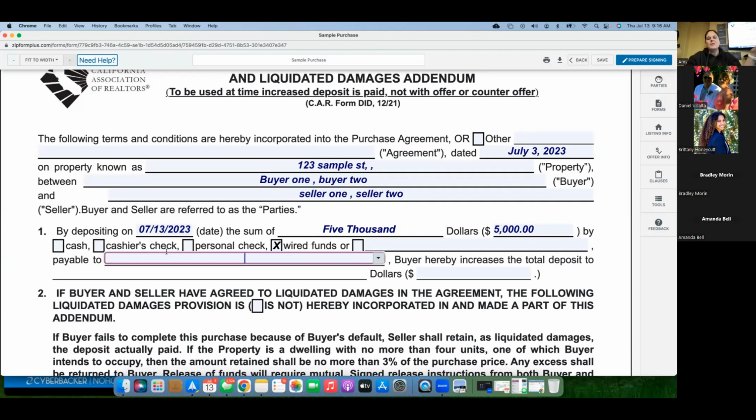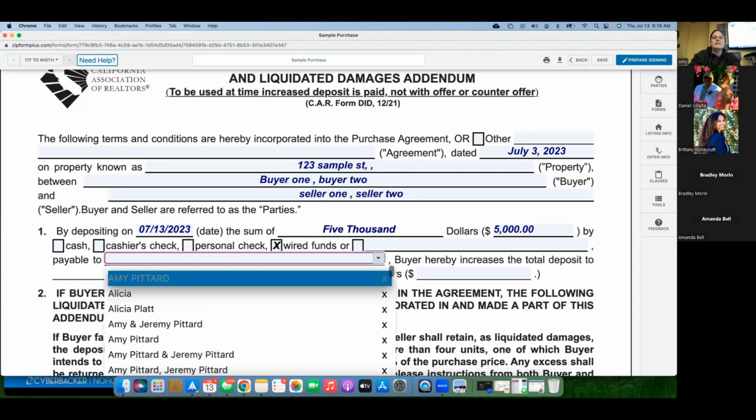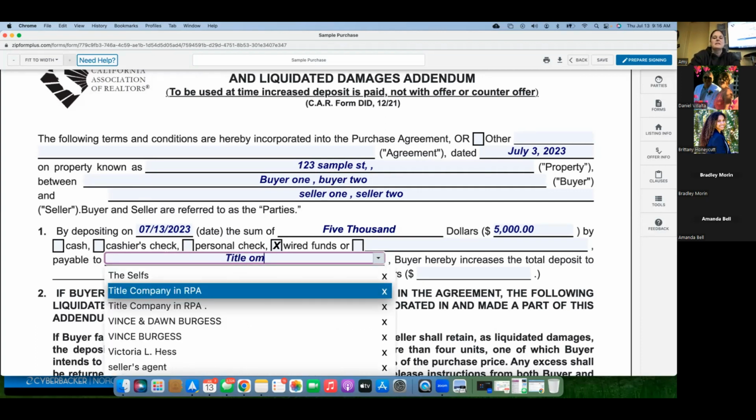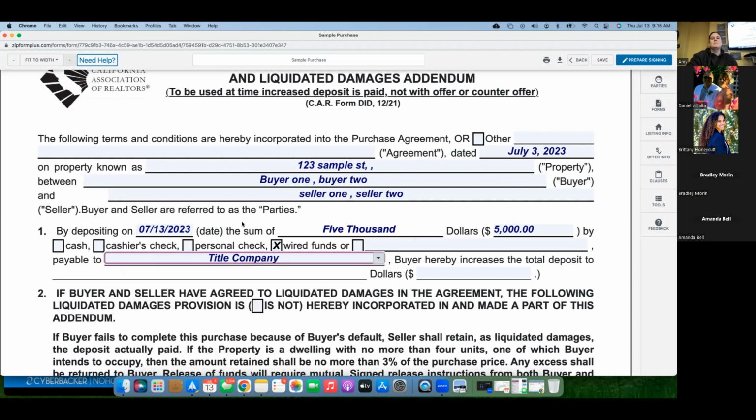Okay, and this would be who is that deposit payable to? There might be an instance where the increased deposit goes directly to the seller. For the most part, that's not usually what happens. It's going to go out to the title company. The title company is going to be who it was sent to or made out to, but you're going to put who you're sending that to.